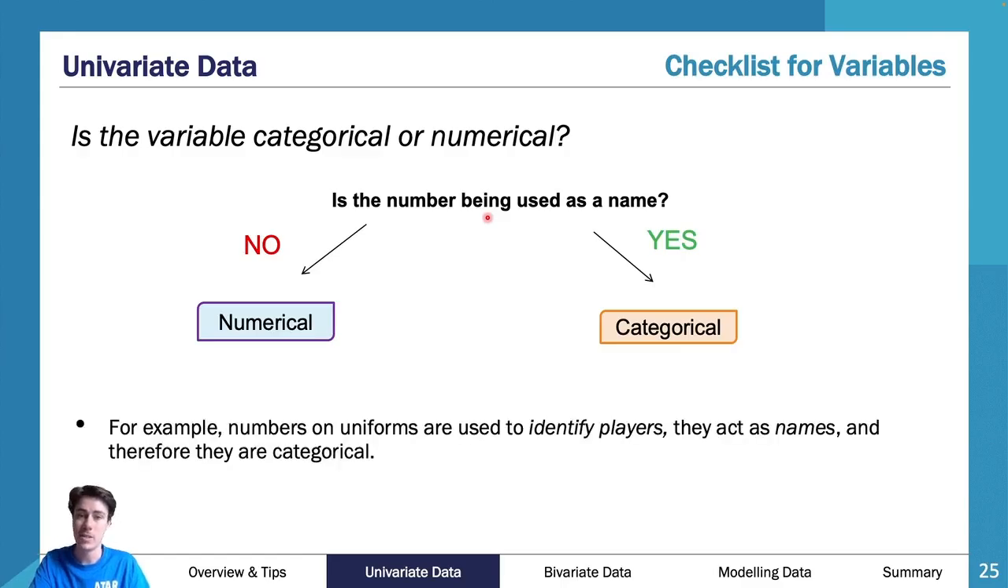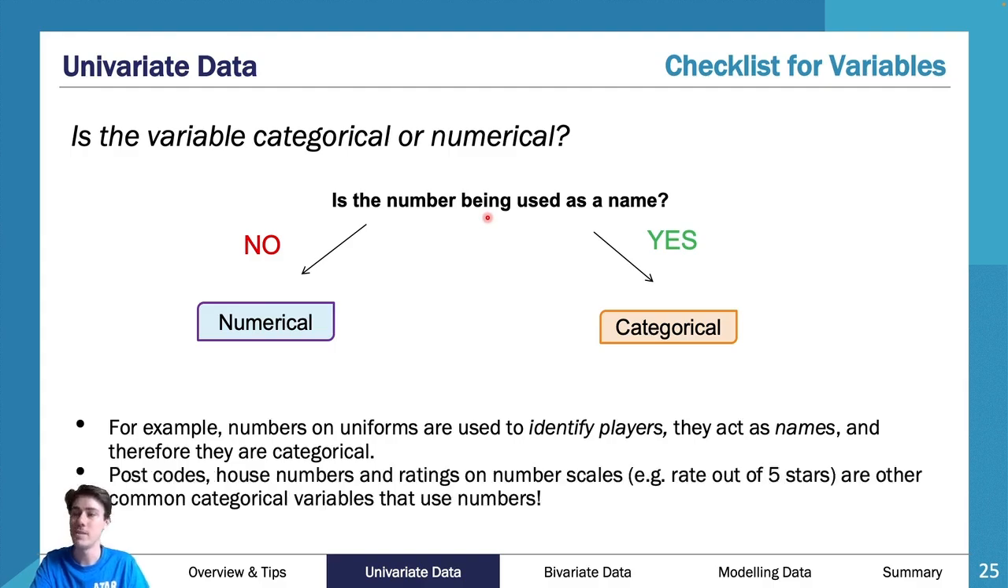Is the number being used as a name? So postcode. Another way of thinking of this is a house number. Another way of thinking of this is like a rating, so 5 stars. A really common one as well is shoe size. Shoe size comes in numbers. It starts at 0 and goes up to ginormous sizes, like 20 or something. They are a number, but they are utilized to describe a size. So they're utilized to describe a size, and therefore we would call that ordinal categorical.